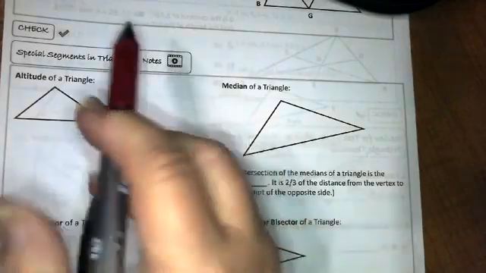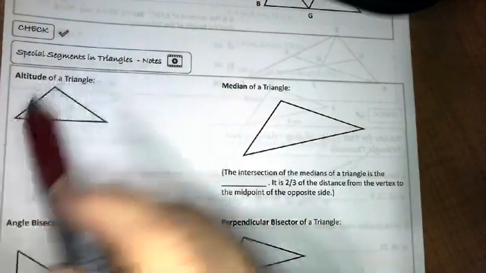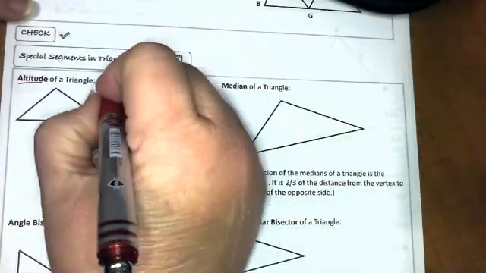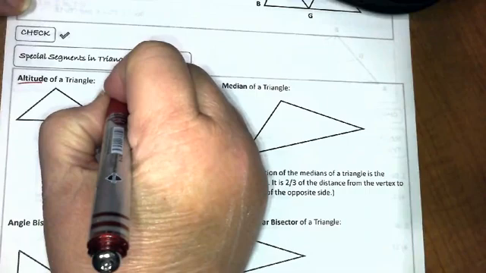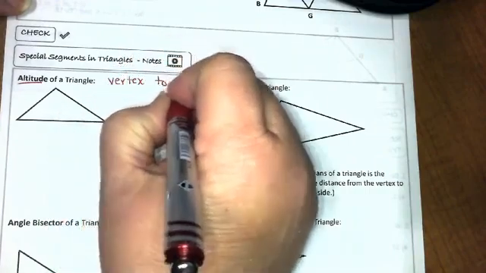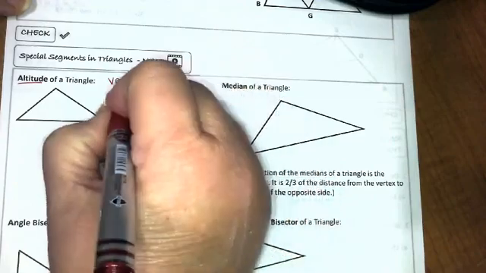We're going to talk about some special segments that exist in our triangles. So we start with one called the altitude. The altitude of a triangle starts from the vertex and extends perpendicular to the opposite side.